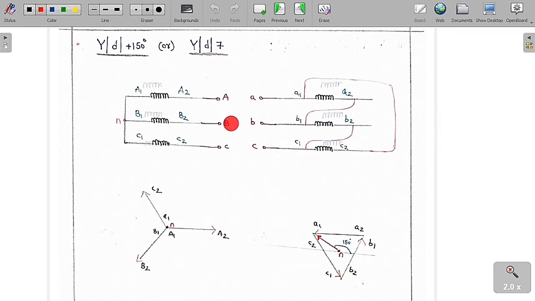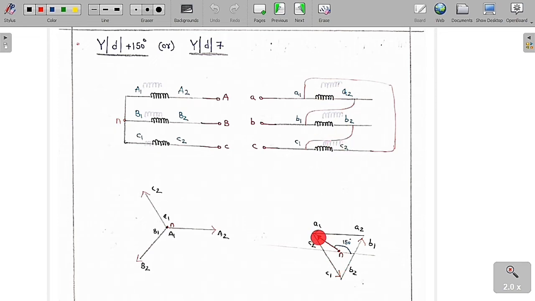Now I am going to draw the phasor diagram for these connections. As A1, B1, C1 are connected to a common point, which is called the neutral, I am going to join these three vectors to a common point N. As we are giving supply to A2, B2, C2, keep the arrows at A2, B2 and C2. Similarly, I am going to draw the phasor diagram for the delta connection.